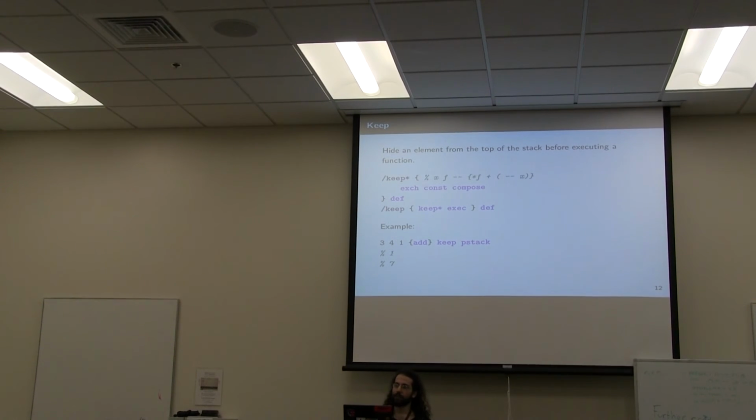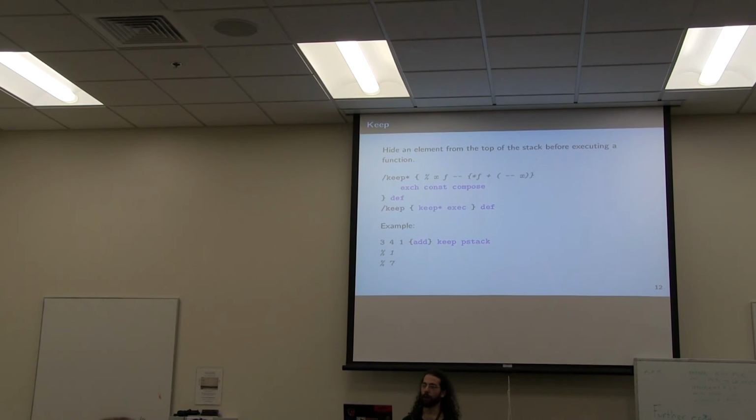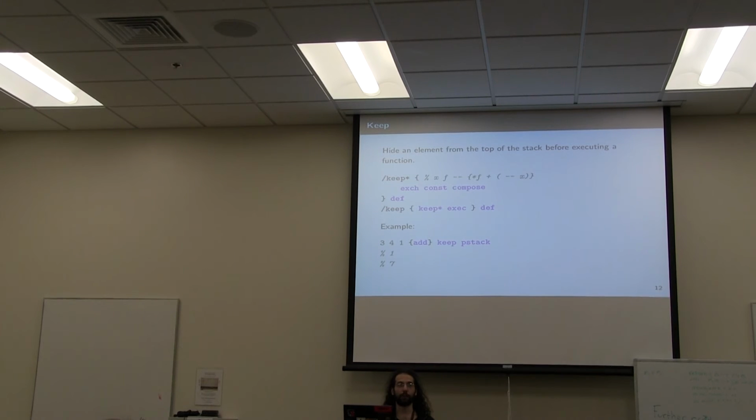I think it's called nip in some. Nip in Forth is actually a function that removes the second element of the stack and leaves the top element. And so it would be equivalent to keeping pop. Okay, sorry. And the example adds two numbers while hiding a 1.